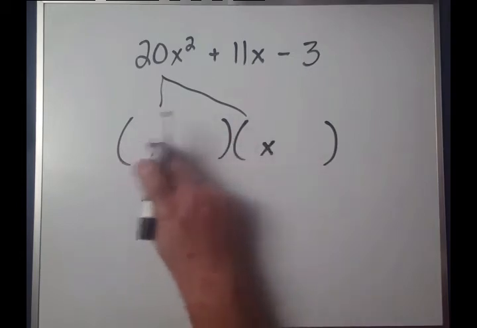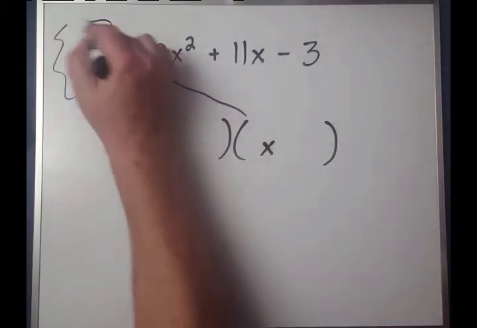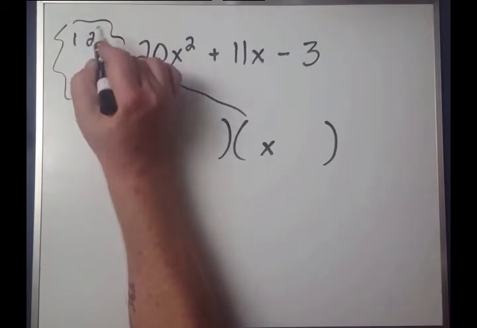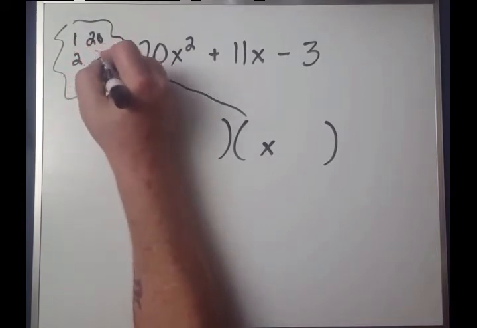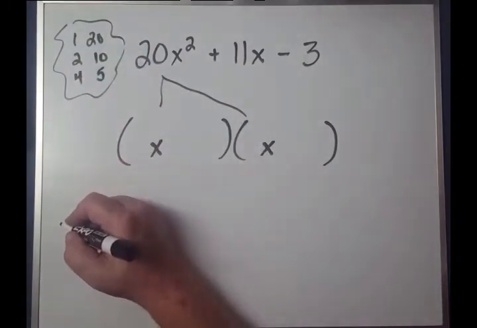And I'm going to have to guess at what goes with the x's this time, because 20 could be what? 20 could be 1 and 20. It could be 2 and 10. It could be 4 and 5. Those are the factor pairs for 20.